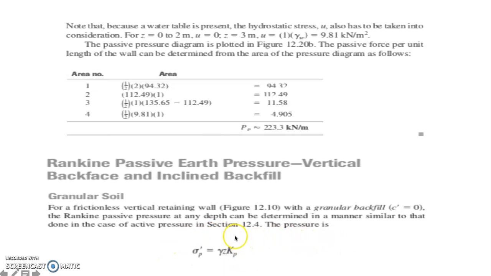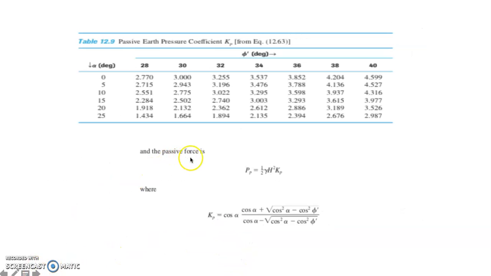So the pressure for that, we're going to have sigma sub P, which is gamma times Z times K sub P. Of course, we know this is our Rankine passive lateral earth pressure, or the horizontal force, which is equal to gamma times Z, which is the vertical stress, multiplied by K sub P, the Rankine passive earth pressure coefficient. So the total Rankine passive force is equivalent to this expression, 1/2 gamma h squared times K sub P.